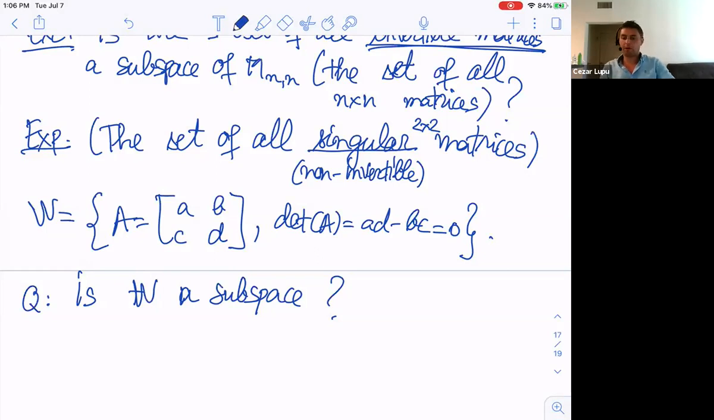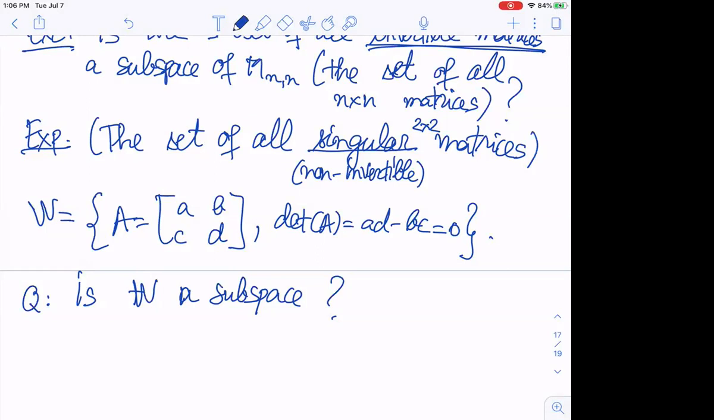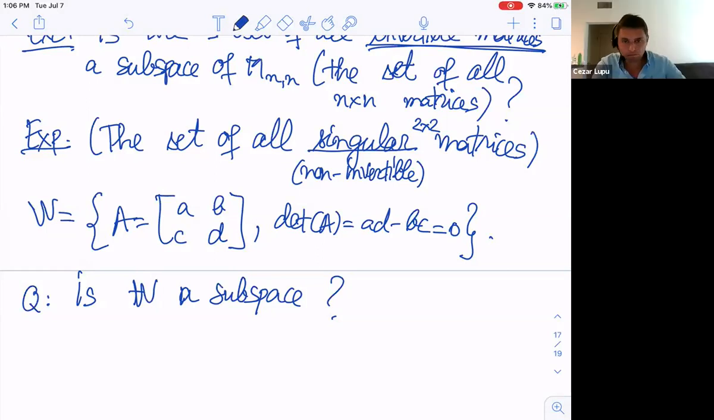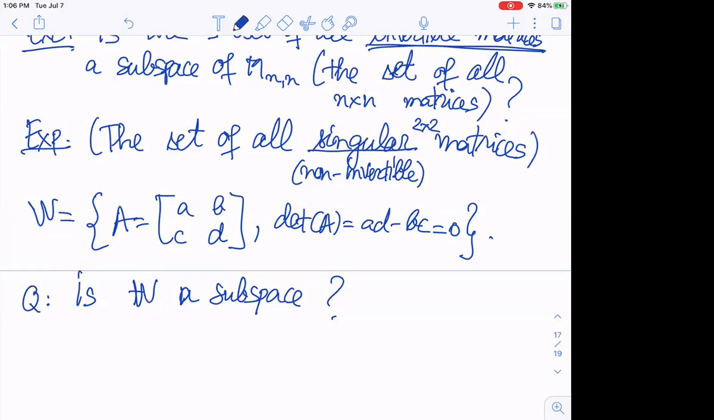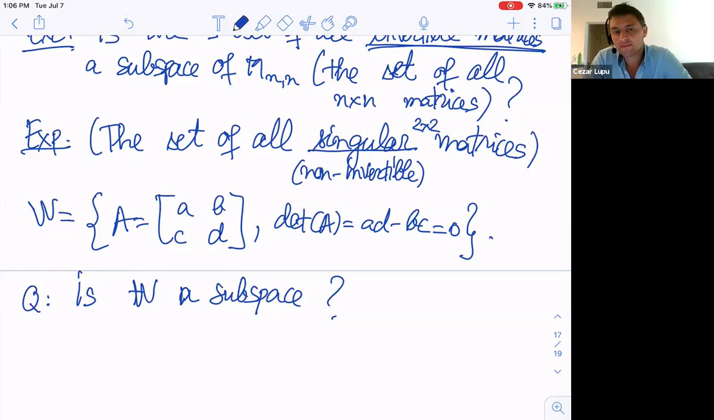What do you think? Is this a non-empty set or not? Well, thank God it is non-empty, right? There are plenty of matrices out there which are singular, which are non-invertible. When I say plenty, I mean infinitely many.